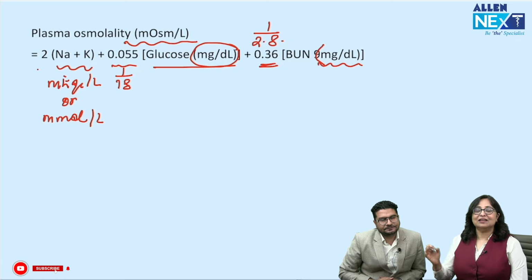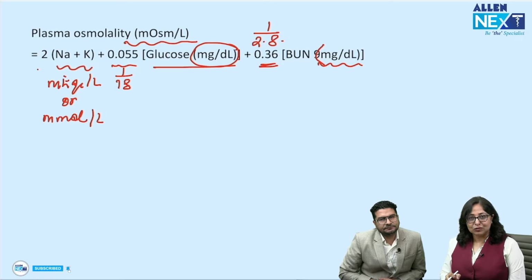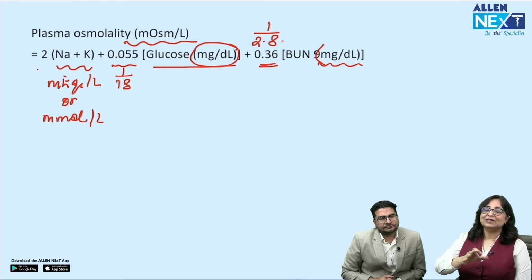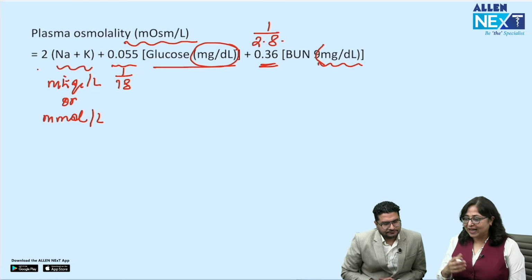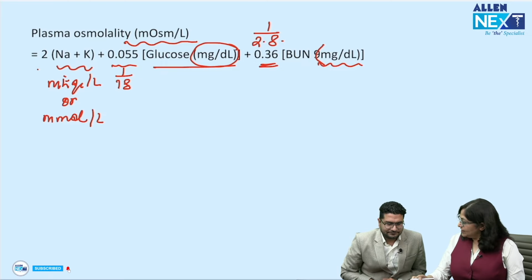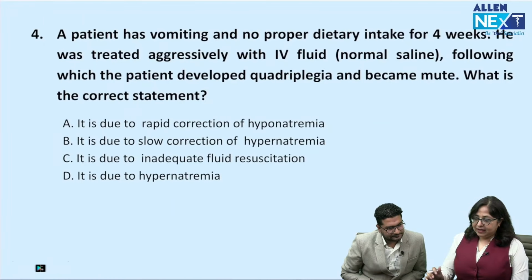Sodium. So if there is a change in the plasma sodium level, whether it's a hyponatremia or a hypernatremia, it will start affecting the plasma osmolality or the ECF osmolality. So let's go on to the next question.